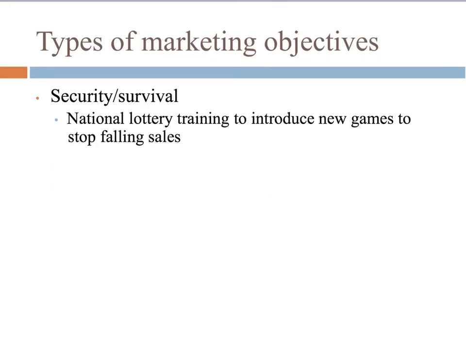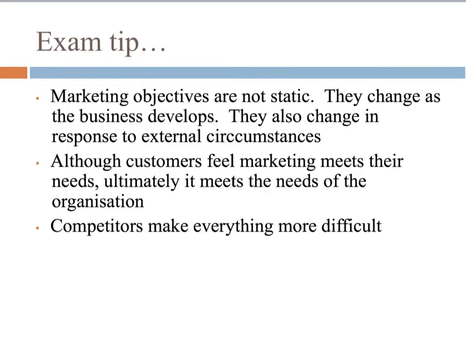Another objective, a really important one for smaller companies especially, is to create or to ensure survival. So say for instance the National Lottery has been trying to introduce new games to stop falling sales. So it might be that one of their marketing objectives is to try and sell new games. So a couple of years ago, the Euro Millions was brought in purely to try and stop people from spending their money elsewhere. So a little exam tip there.